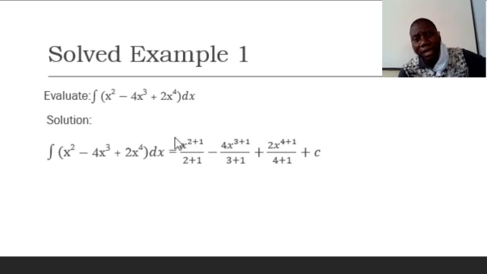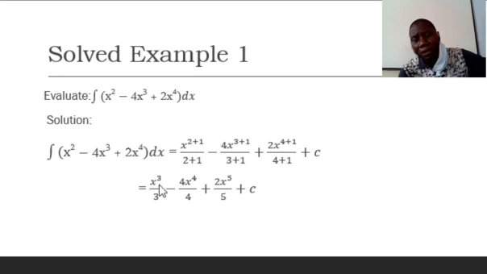You can see that I have increased the power of x in this function and then divided by a new power. For x squared, I will increase by 1 and divide by a new power. For 4x cubed, I will increase by 1 then divide by a new power. And for 2x raised to the power 4, I have increased by 1 by adding 1 to it and divided by a new power. And going further, 2 plus 1 will be 3.